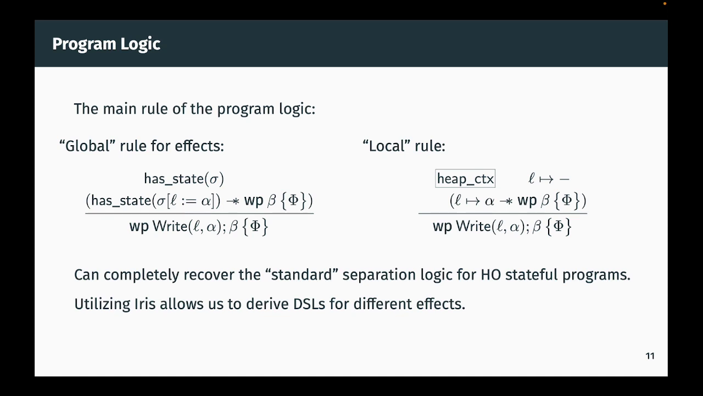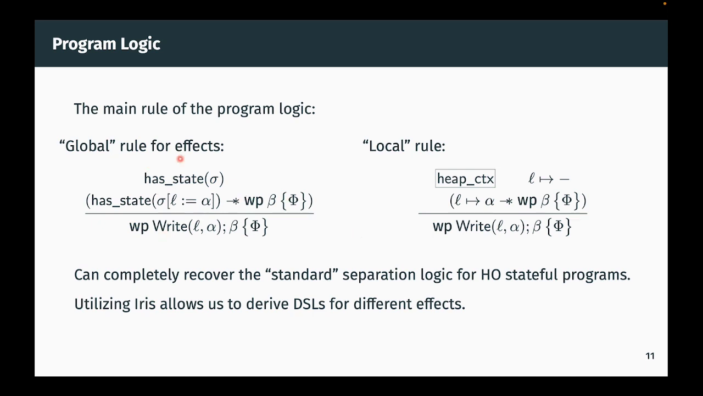In fact, we can completely recover the standard looking separation logic for imperative programs just from this one generic rule and the logic that we have. The point I want to make here is that by utilizing Iris, we can derive different domain-specific logics from different effects just from the one separation logic that we have for guarded interaction trees.